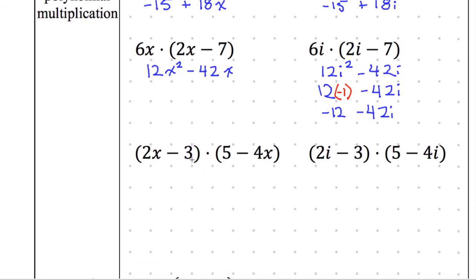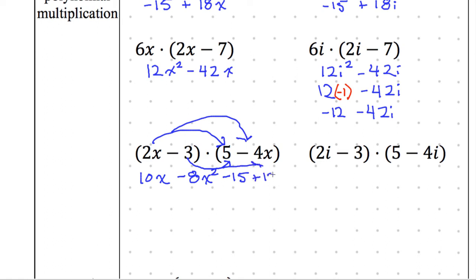Let's go to binomial multiplication. This one might be a little bit harder for you to remember, but I'll give you a hint before you pause the video: FOIL. Go ahead and pause the video now. Alright, you've unpaused the video. FOIL stands for first, outer, inner, last. So first is going to be 10x. Outer is going to be 2x times this -4x, which is going to be -8x squared. Inner: -3 times 5 is -15, and last is going to be -3 times this -4x, which is going to be a positive 12x.